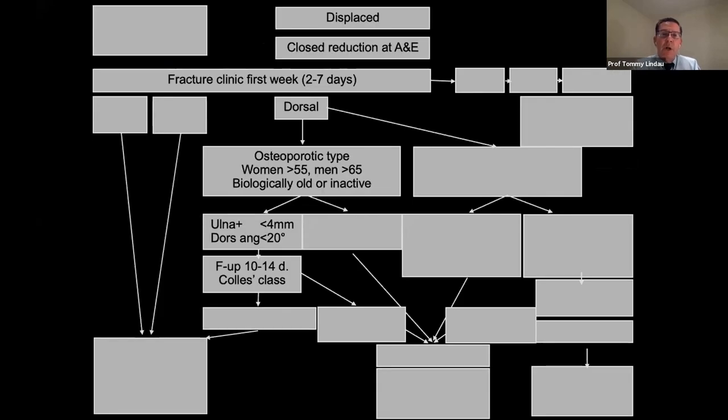So if we start with the dorsally displaced fractures in an osteoporotic type of patient, where the anaplast is less than the 4 millimeters we just talked about, and dorsal angulation is less than 20 degrees, we follow them up in about 2 weeks' time, and we allow them a Colles cast to avoid any edema, swelling, and pain. If the situation at that point is unchanged, we allow them to keep the plaster for 4 weeks, and they go into similar management as the minimally displaced fractures.